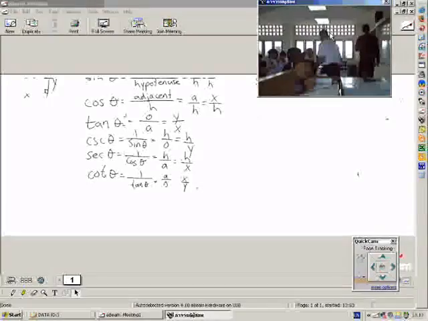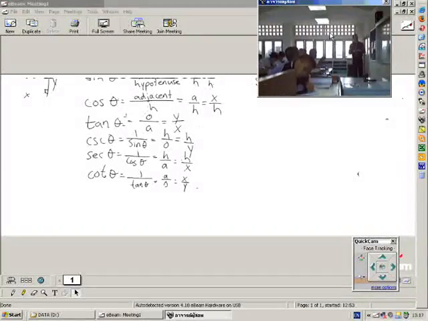So the sine of phi gives the opposite over the hypotenuse.